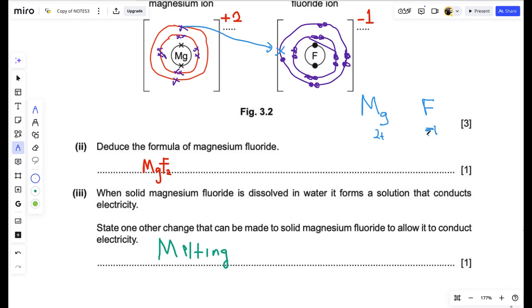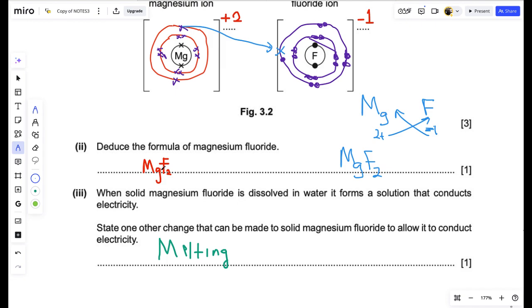So what we do, we cross multiply. 1 times magnesium and 2 times fluorine. You write the metal first. So you write magnesium times 1 is 1, so you don't need to write 1. Then fluorine times 2 is F2. You write F2, the 2 is a small subscript. So with this you get your 1 mark. If you're able to write MgF2, you get your 1 mark.